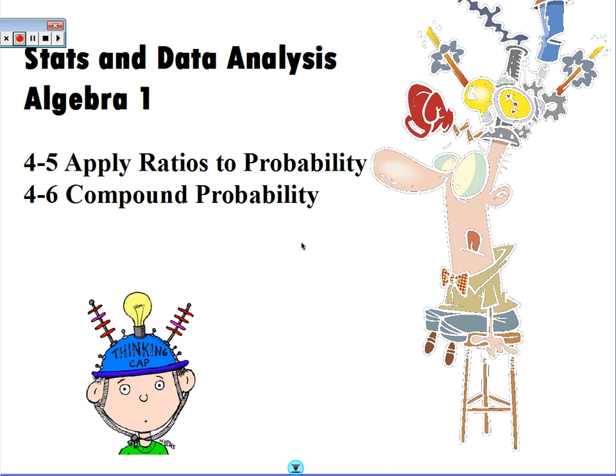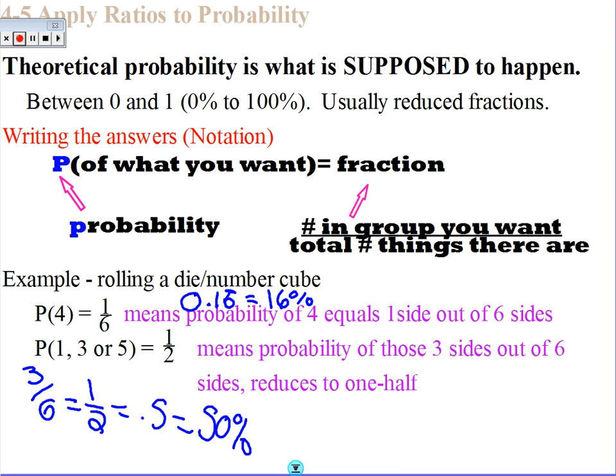going to be about probability. We're going to start with applying ratios to probability. Theoretical probability is what is supposed to happen. It's going to be between 0 and 1, 0% to 100%.